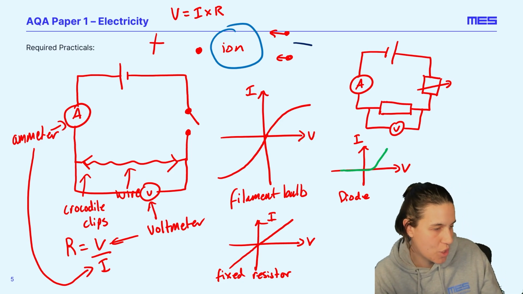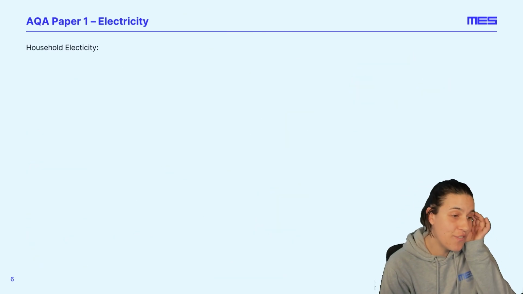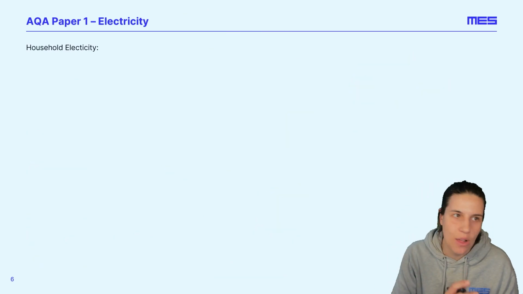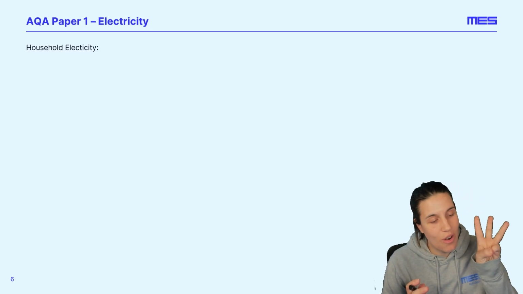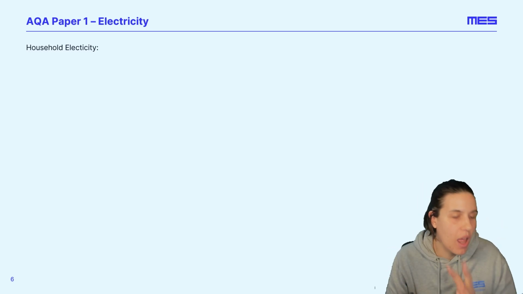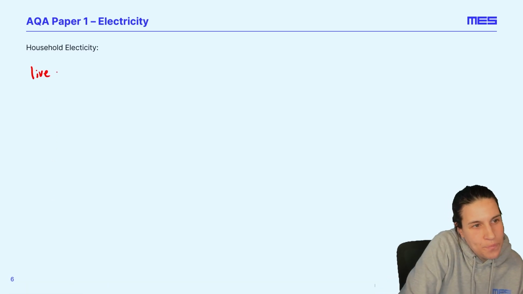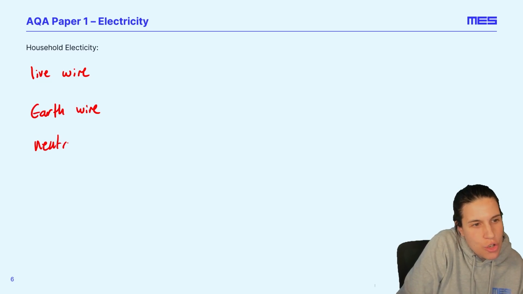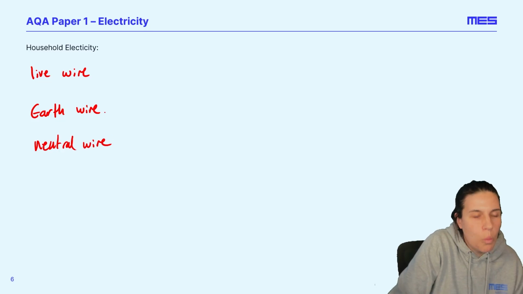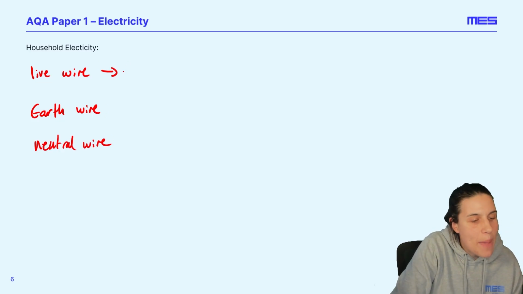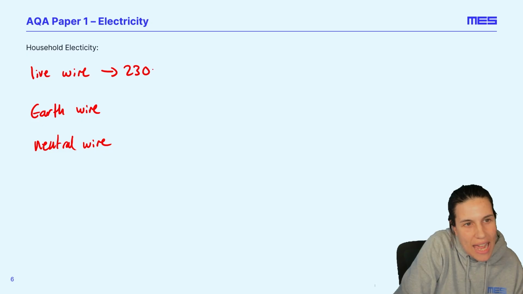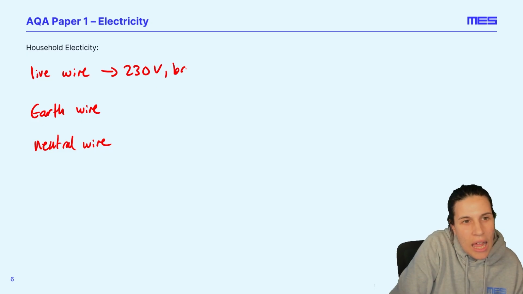They're very important. Now, the final thing we're going to talk about a little bit is household electricity. So there are 3 wires in a plug that you need to know about. We've got our live wire, we've got our earth wire, and we've got our neutral wire. So your live wire has got a potential difference of 230 volts.